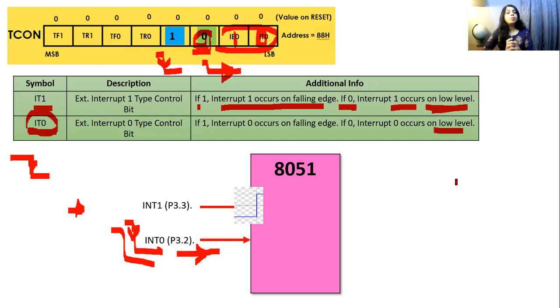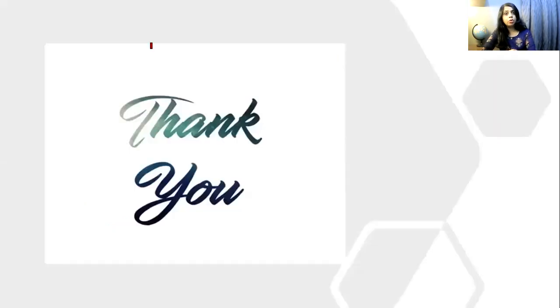So all bits are related to each other, or you can say that they are dependent on each other. All these 4 bits are dependent on each other. TF0 and TF1 are different, and TR1 and TR0 are timer run control bits. So I hope you understood what the TCON register is.